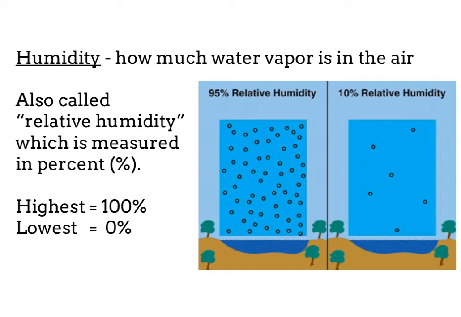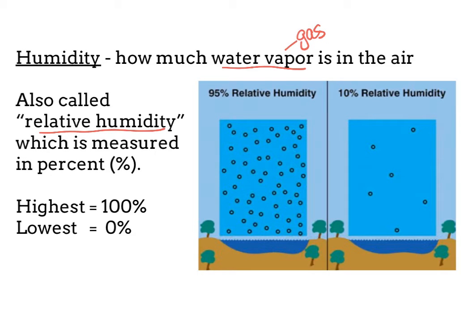All right, so humidity is how much water vapor is in the air. And remember, we've talked about water vapor before. We know that this is a gas, right? It's invisible. We can't see it. And sometimes we call this humidity, sometimes we call it relative humidity, which is measured as a percent. Just like you would measure your grade in class in terms of a percent, the highest is always 100% and the lowest would be 0%. There's never going to be a negative percent.